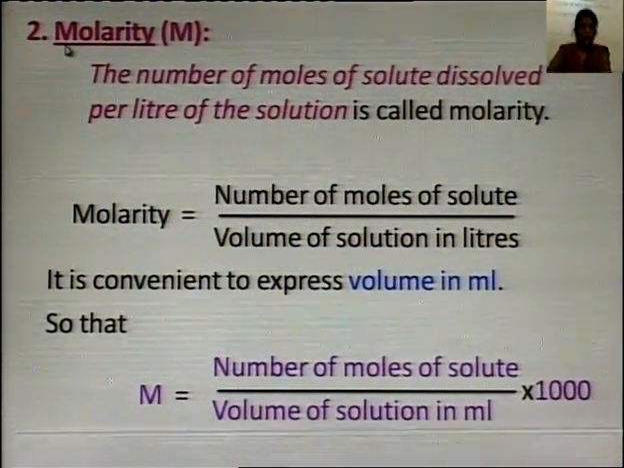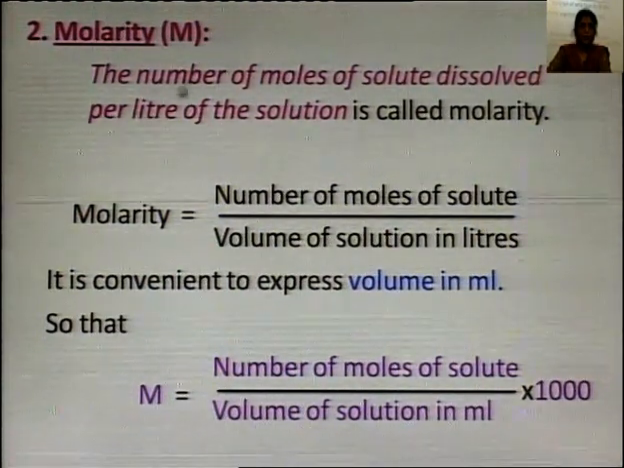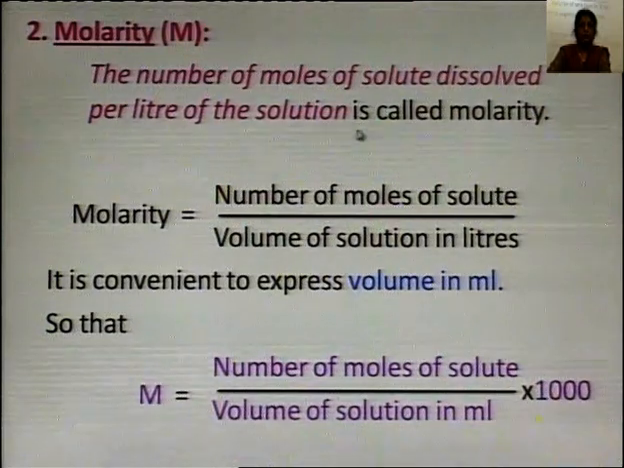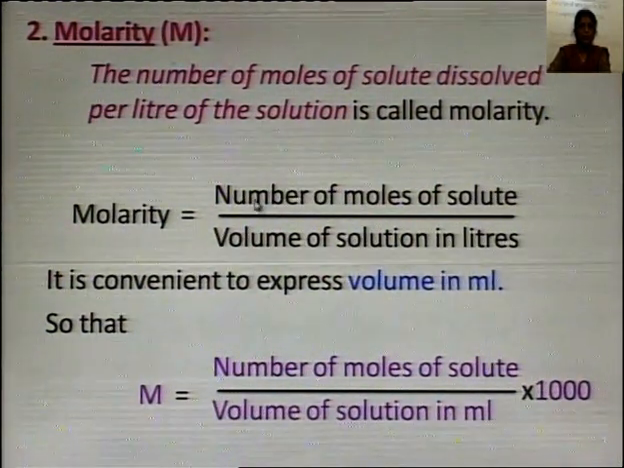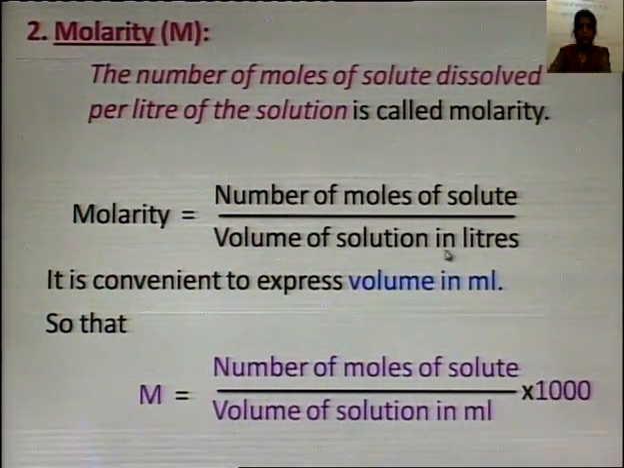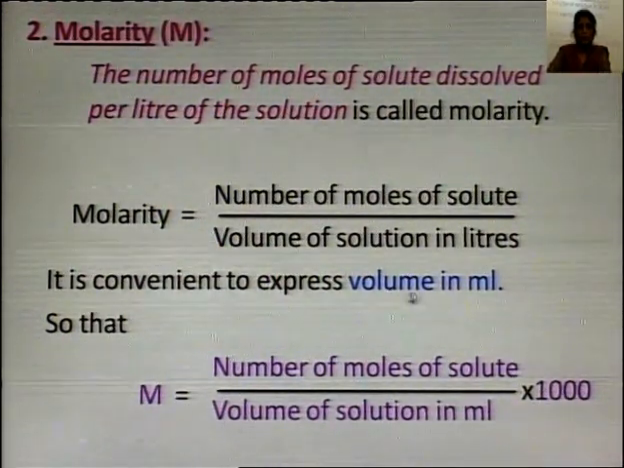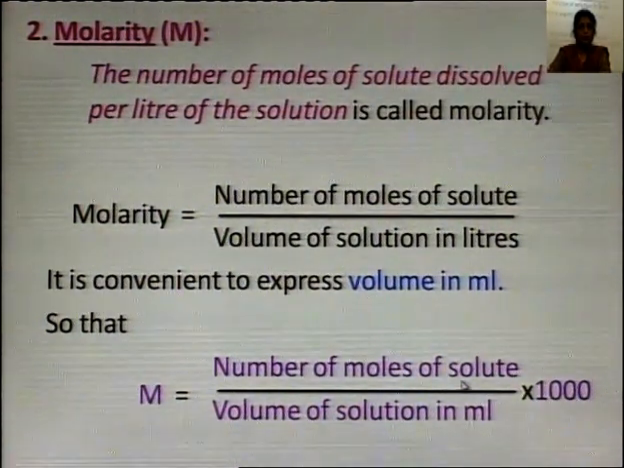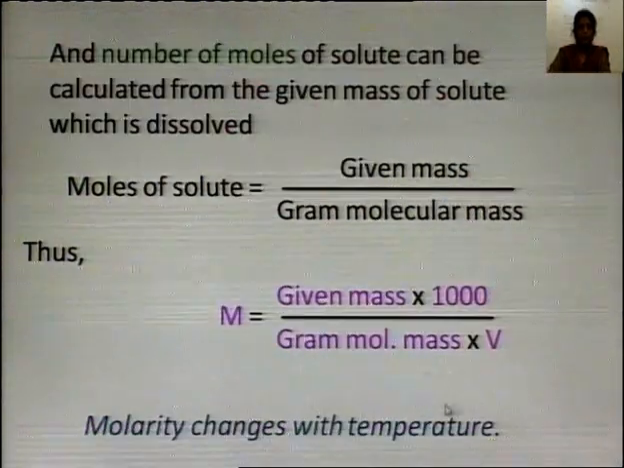The second method is molarity. It is designated by capital M. The number of moles of the solute dissolved per liter of the solution is called molarity. Mathematically, molarity is number of moles of solute dissolved divided by volume of solution in liters. So, generally volume is expressed in ml. So, our equation becomes number of moles of solute divided by volume in ml into 1000.